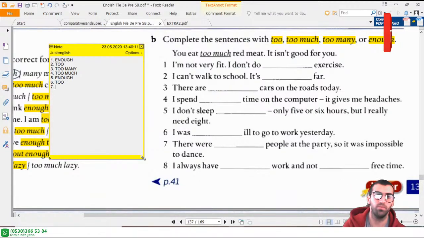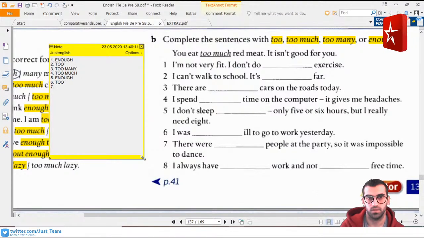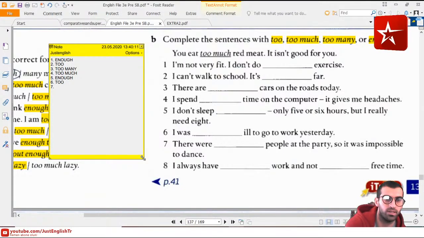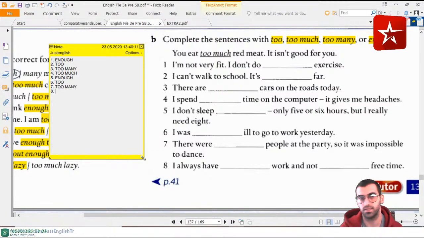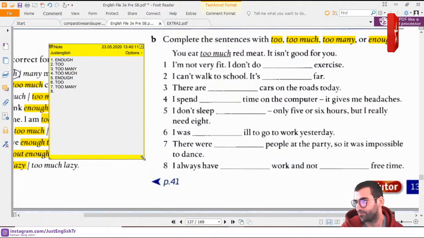There were blah blah blah people at the party, so it was impossible to dance. There were, yes, too many people. Yes, too many is the correct answer, Azime and Münevver. Thank you so much for your answers. Fatma Kılıç says just too, not too many. People is a noun. That's why we have to use too many, because it's plural.